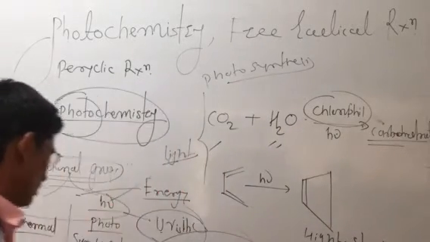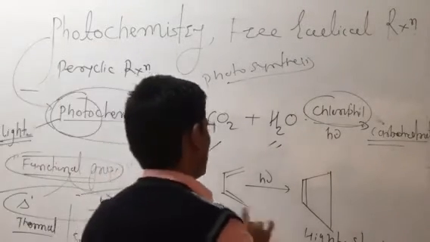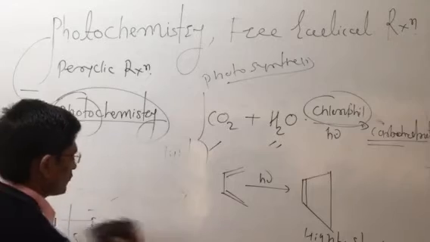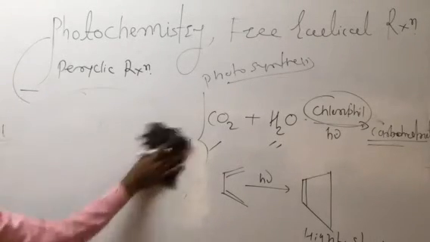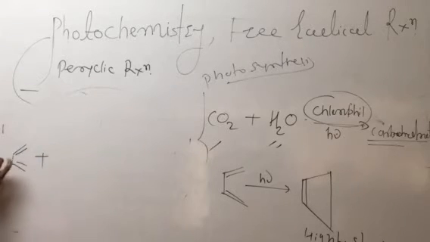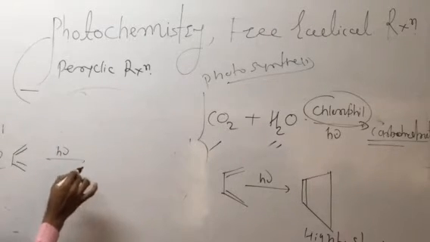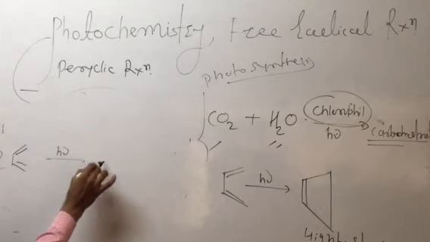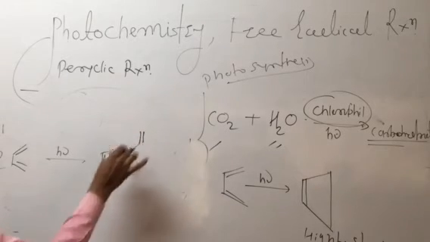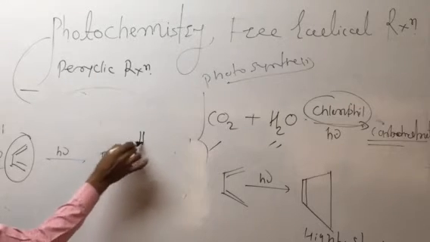Another possibility for the formation of the product: if we have two butadiene reactant molecules, on sunlight irradiation the possible product is a cyclohexene derivative. How many carbon atoms? 1, 2, 3, 4, 5, 6, 7 and 8.